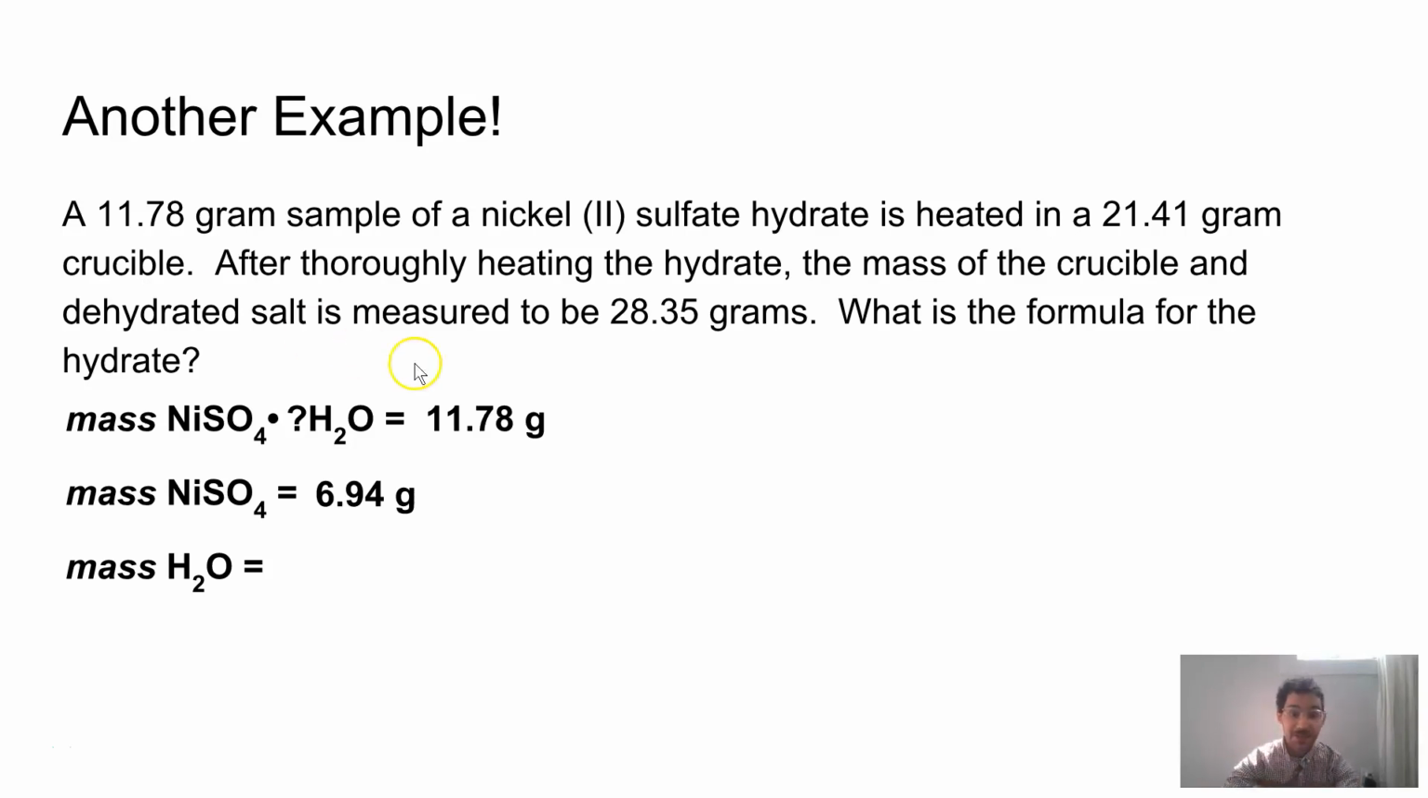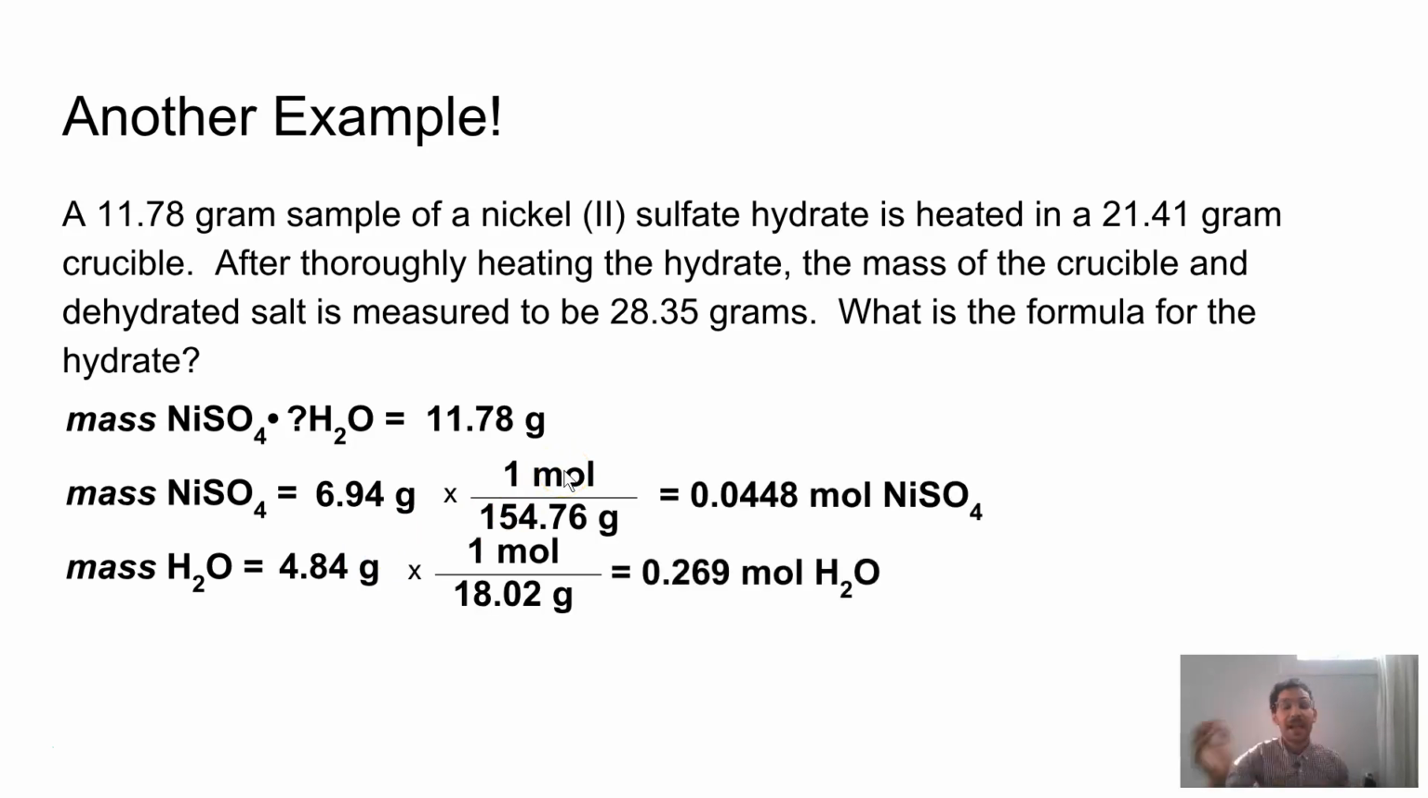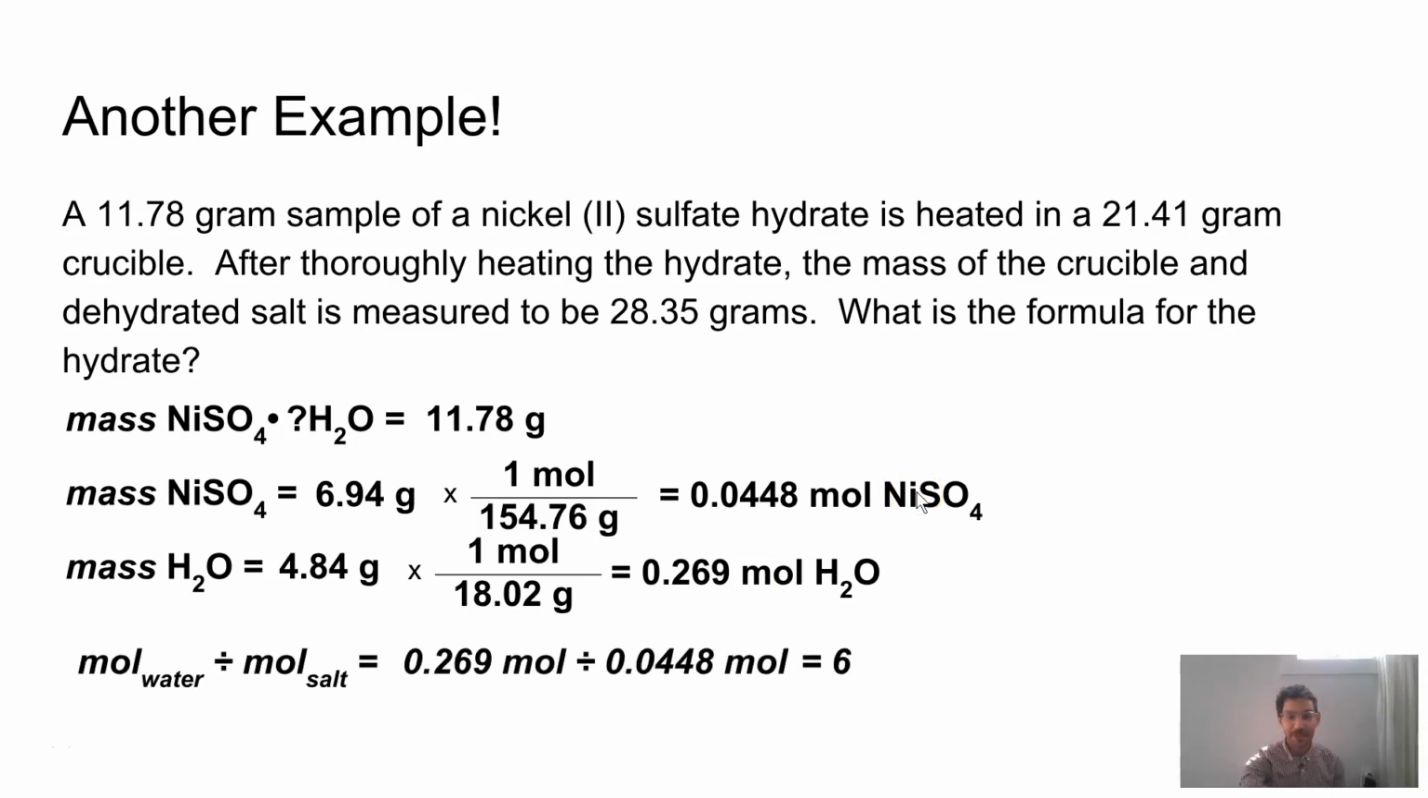And now I can find the difference between my hydrate and pure salt. That's going to be the mass of water. So I'll do the mass of the hydrate minus the mass of the salt, and that's going to give me 4.84 grams. All right, let's keep going. I'm going to convert these both into moles using their molar masses. And now I'm going to divide my moles of water by my moles of that salt, and that's going to give me 6.